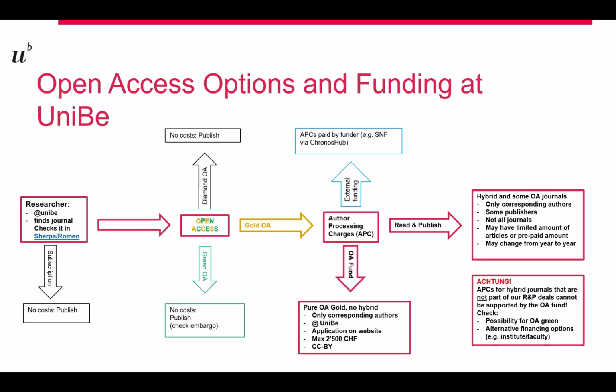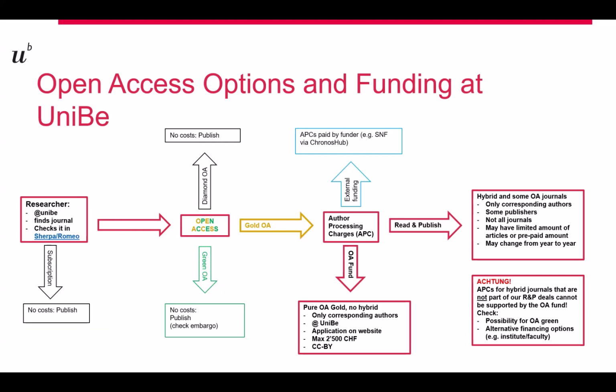On this slide, all the publishing ways you can choose if you publish your publication are put together. So on the left, you have the possibility, if you want to publish in a subscription journal, there are no costs for the authors if you publish there. But if you are funded, for example, by the SNSF, you don't meet the requirements from the SNSF because you have to publish it open access.